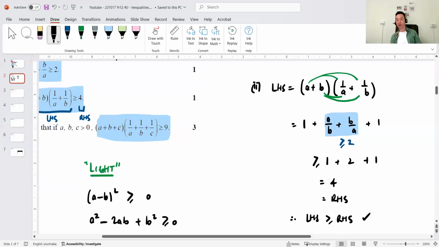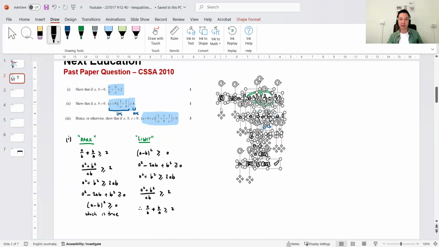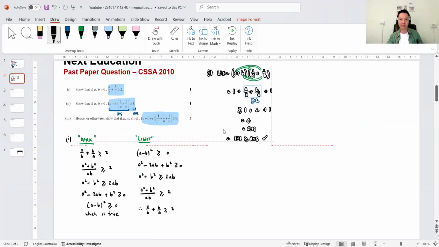Tick. So let's play that through again. Left-hand side is that, expand. I know that this blue part is greater than 2 from part A. Then this whole expression now is greater than or equal to 1 plus 2 plus 1, which is 4. Boom, done. Easy peasy, guys. Make sure you capture that point.